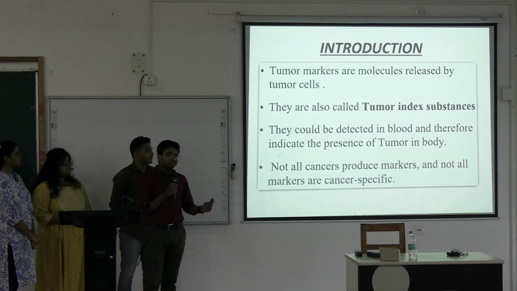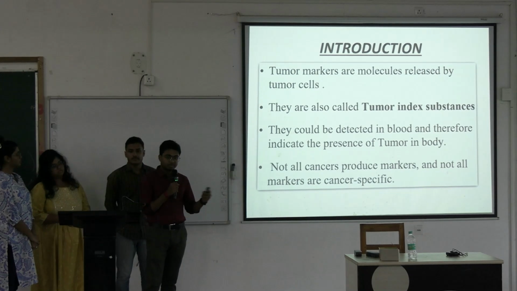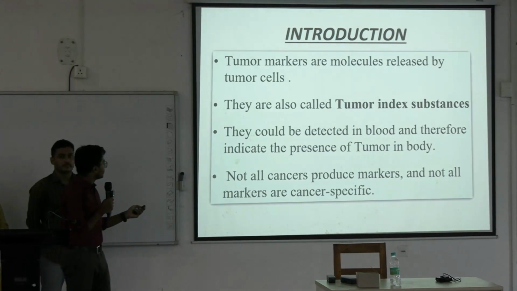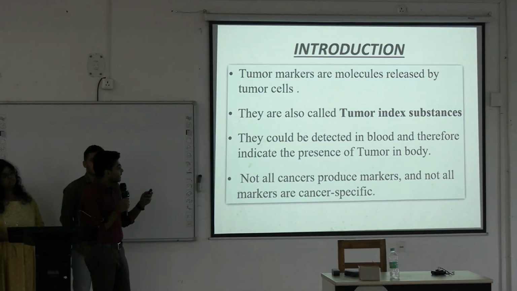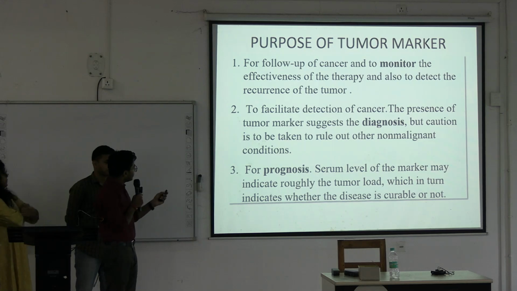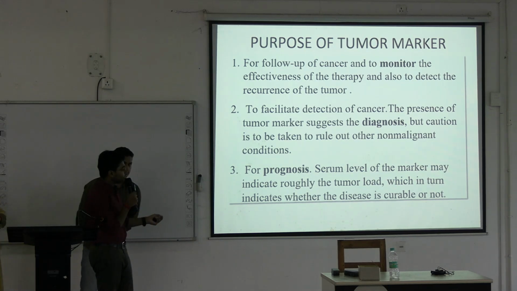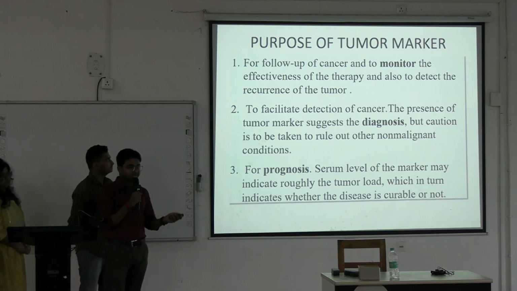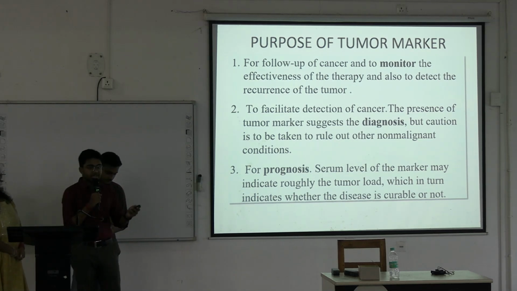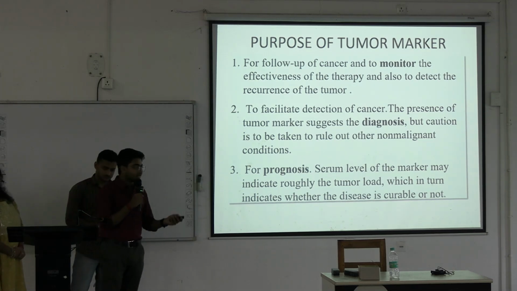Tumor markers are mainly proteins. Now let's discuss the purpose of the tumor markers. Tumor markers are used for follow-up of cancers and to monitor the effectiveness of the therapy. It also detects the reoccurrence of the cancer.